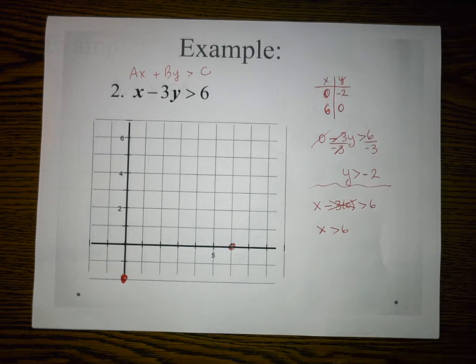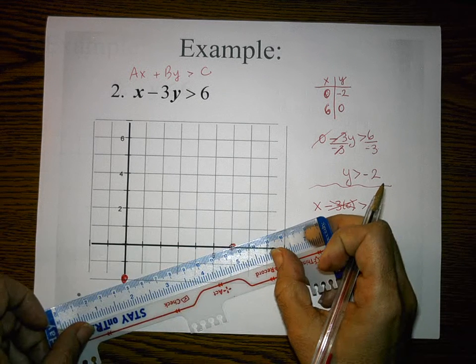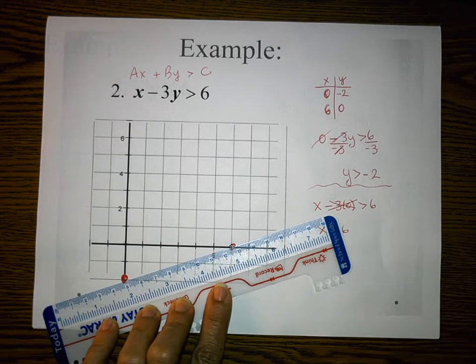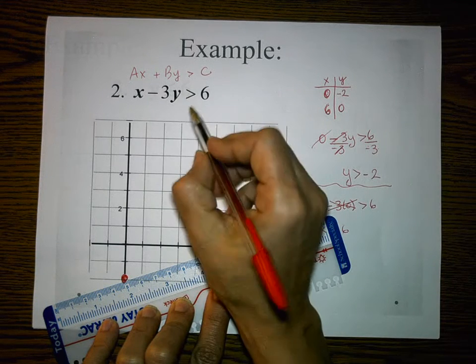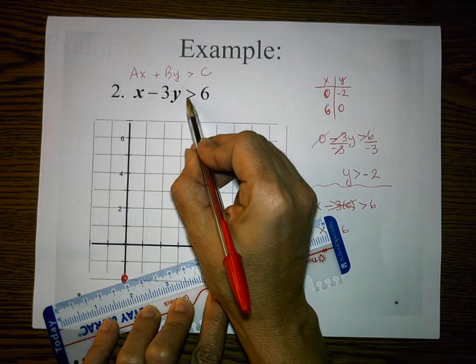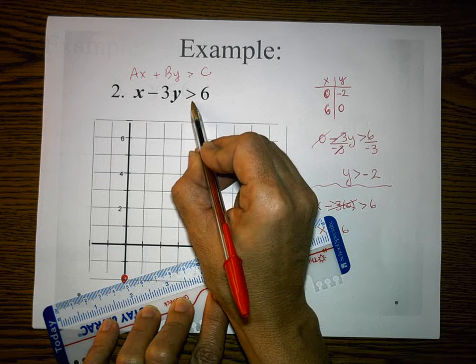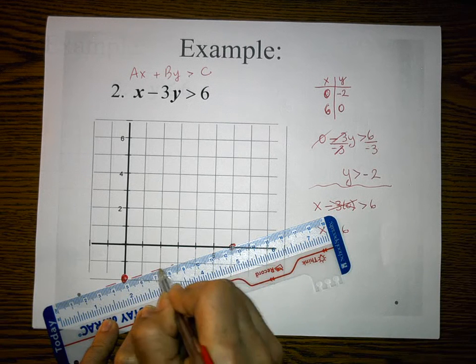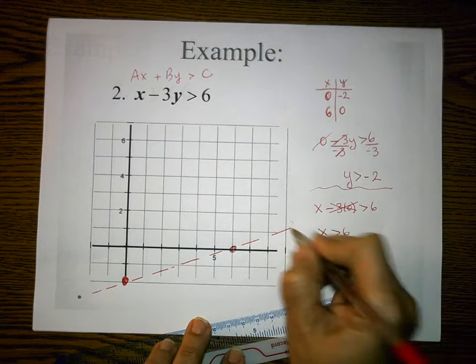All right, there we go. I want to connect these two dots. But right before I connect them, I have to decide if my line is going to be solid or dashed. Take a look at the symbol. The symbol says greater than with no equal under it. So that means I'm doing a dashed line. There is no equal, so it is a dashed line. So here we go, a little dashed line.